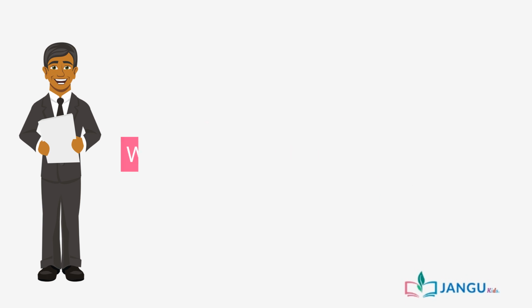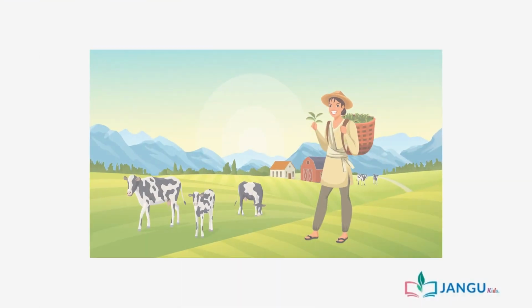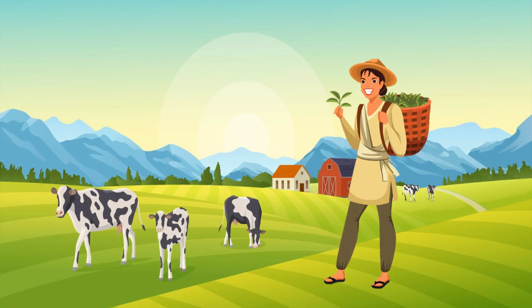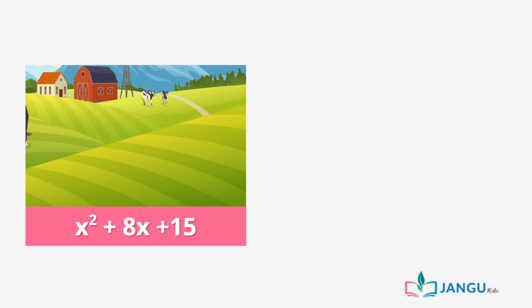Let's solve a word problem involving factorization. Meet Hadiza, an agricultural enthusiast. She wants to start a poultry business in Karu. The area of the farmland she proposes to use is x squared plus 8x plus 15. Let's help her find the dimensions of the farmland.